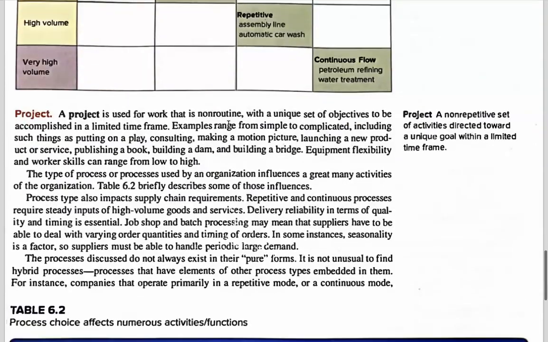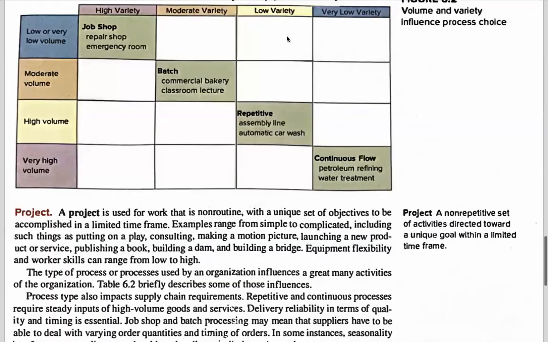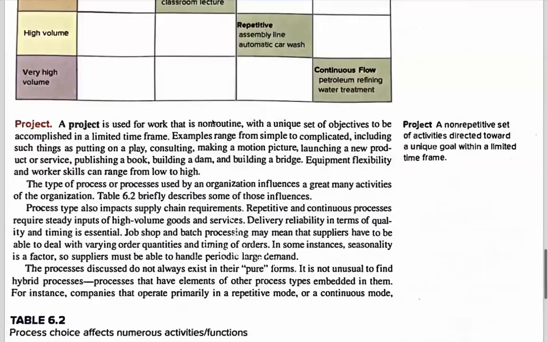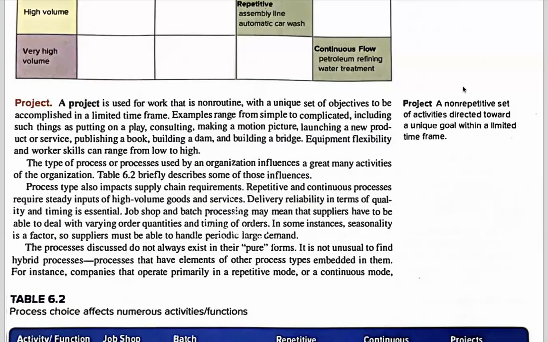And the last one is a project. A project basically does not usually fit in this matrix. So we usually discuss it separately. It says a project is a non-repetitive set of activities directed towards a unique goal within a limited time frame. So for instance, you want to build a house, that could be a good project. And there's a time frame, and you have to finish everything within that time frame, with different types of activities, and you have a specific goal.